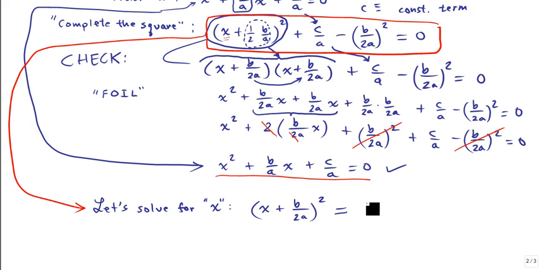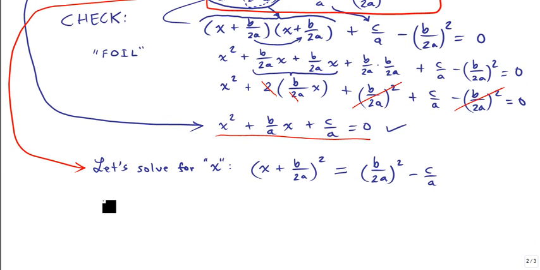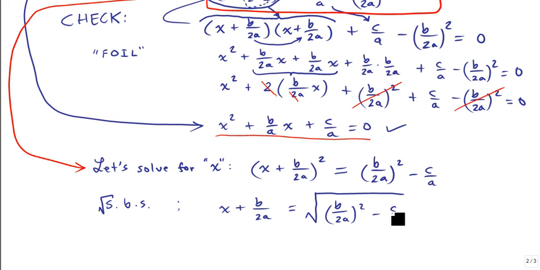So then I get here b over 2a, that term squared. It was minus up here, now it became plus on the other side of the equality, minus the c over a. And now we're going to take the square root of both sides. I abbreviate square root of both sides this way. Okay, so if I take the square root of both sides, I get x plus b over 2a is equal to the square root of b over 2a, that term squared, minus c over a.